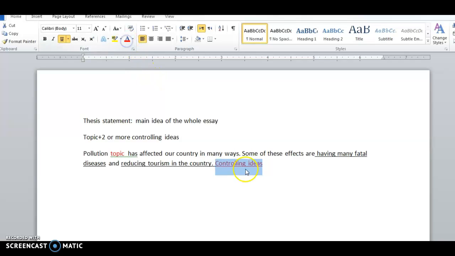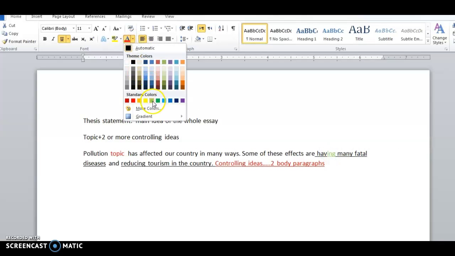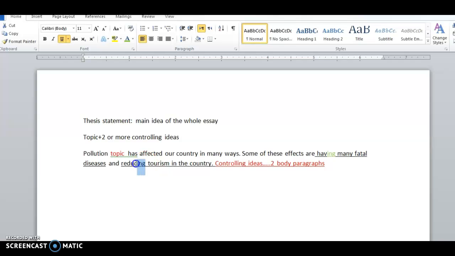I have 2 controlling ideas. That means I should have 2 body paragraphs. The first paragraph should be about having diseases, the second one about reducing tourism in the country. And if you pay attention here, I used having. Here I have to use reducing. Okay, this is called parallelism. So if I use having, I have to use reducing. If I use to have, I have to use to reduce.